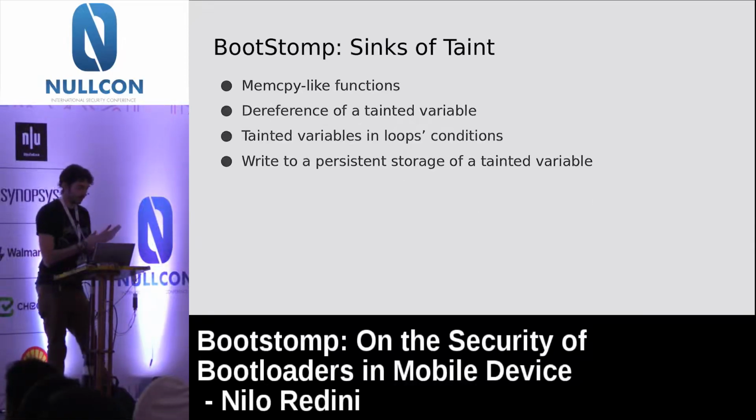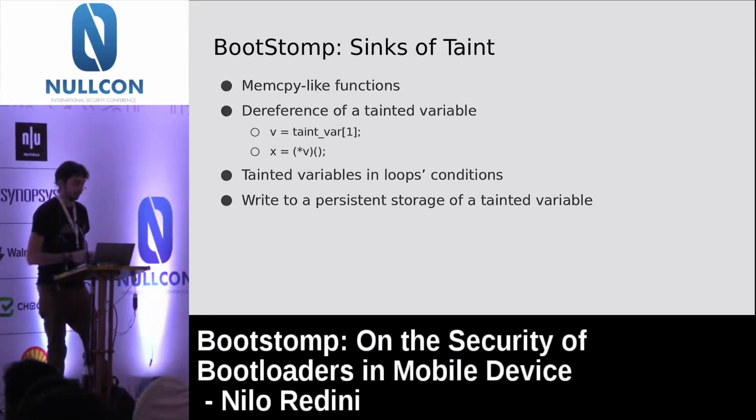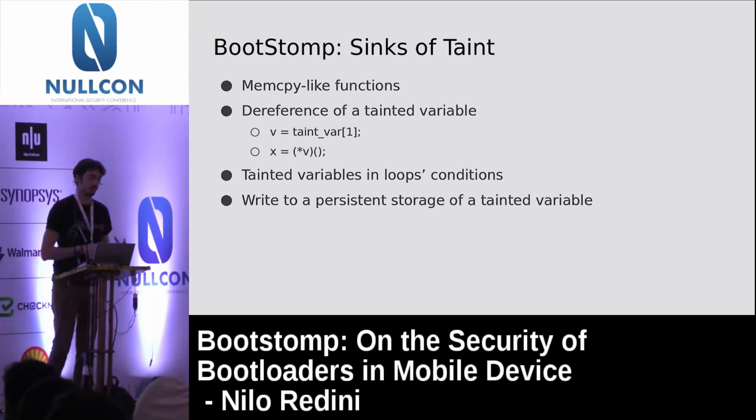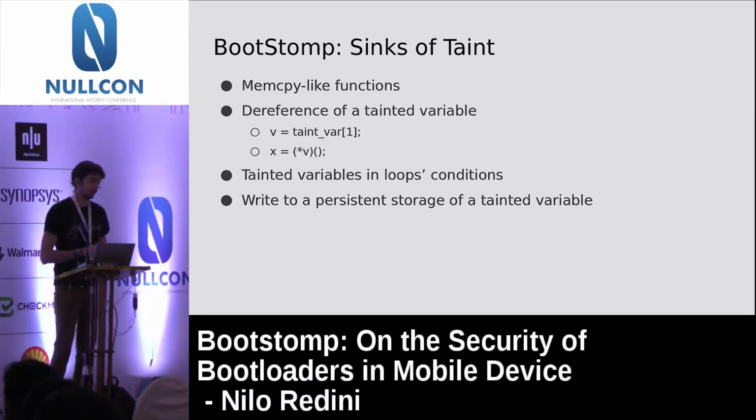We consider as sink of taint the reference of a tainted variable. For example, let's assume that you have some tainted value, and the second field of this tainted value is assigned to some variable v. And this variable v, somewhere in the code gets the reference and used as function pointer. We consider this as a sink of taint.